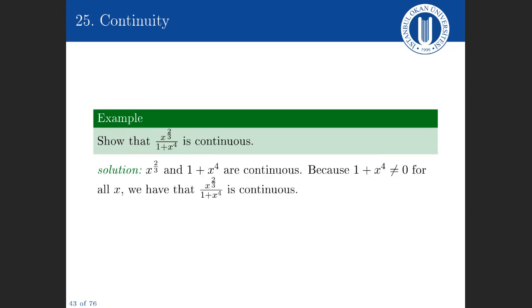Show that x to the power 2 over 3 divided by 1 plus x to the power 4 is continuous. X to the power 2 over 3 is continuous. X squared is a polynomial, so that's continuous. Take the cube root of x squared, that's still continuous. 1 plus x to the power 4, that's a polynomial. All polynomials are continuous. Because we're not dividing by 0, we must have a continuous function.